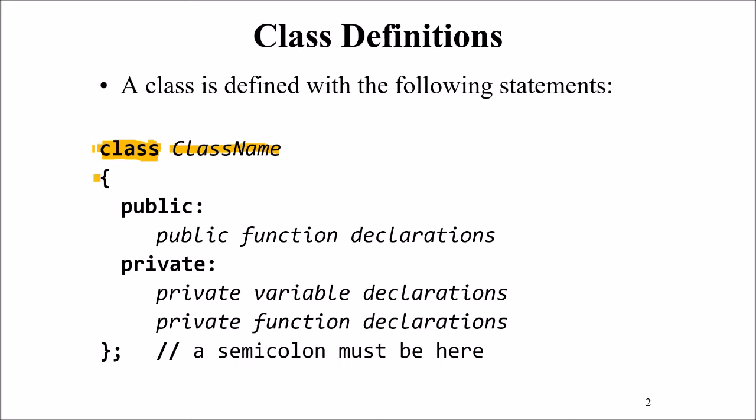The definition of the class falls in between the opening and closing curly braces, and inside this class there are two kinds of declarations. There are declarations of the things that are public. These are data members and functions that can be accessed by the program outside of this class. And then there are the private declarations. These are variables and functions that can only be accessed from within the class itself. And a semicolon has to follow the closing curly brace.